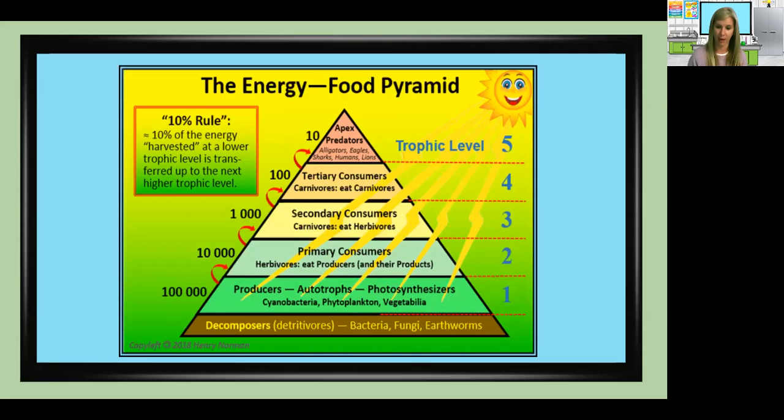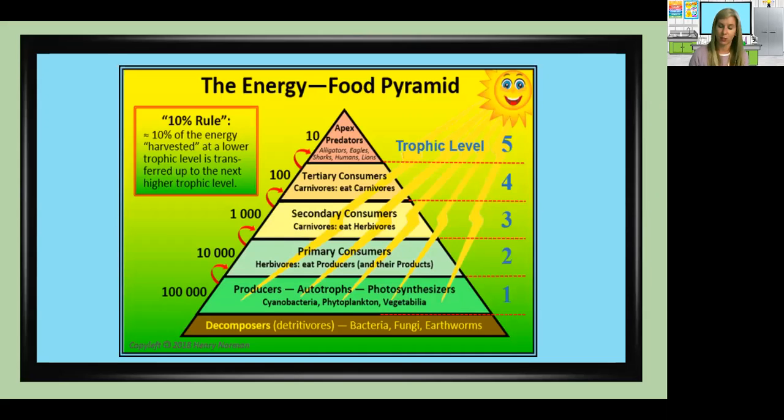The next level we have, and if you notice, the producers have off to the left side 100,000. That 100,000 represents kilocalories, and we're going to use a simple whole number like 10, 100,000, 10,000, 100,000, because mathematically you can see the change through the various trophic levels of our food energy pyramid.